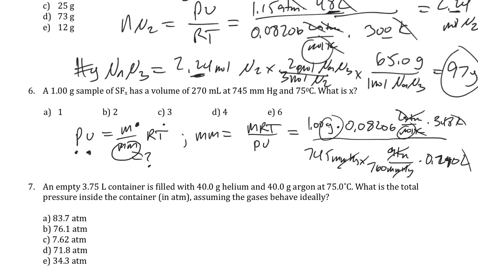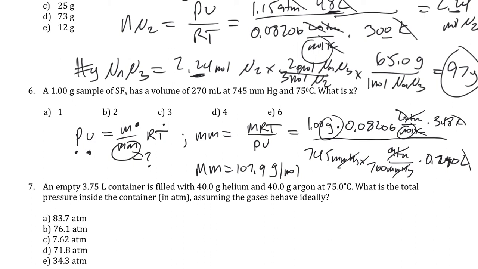We go 1.00 times 0.08206 times 348 divided by 745. In fact, let's do it this way. 1 times 0.08206 times 348. Then let's divide by, and let's go ahead and use a parentheses, 745 divided by 760 times 0.27, close parentheses. That gives me a molar mass of 107.9. So the question is, which of these has a molar mass of 107.9?